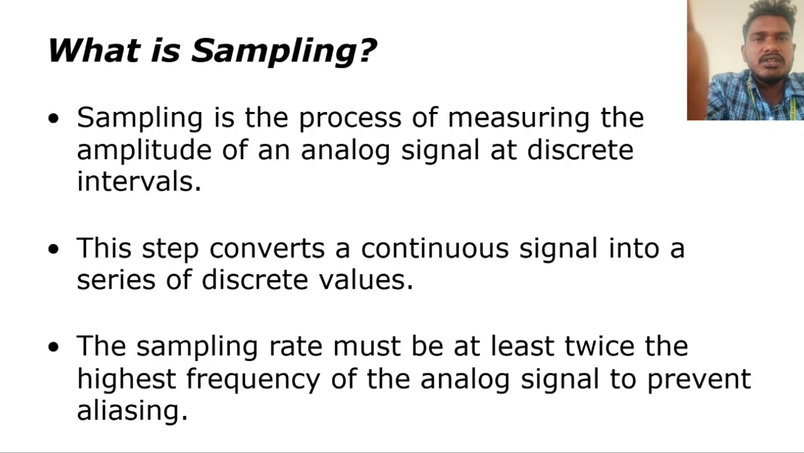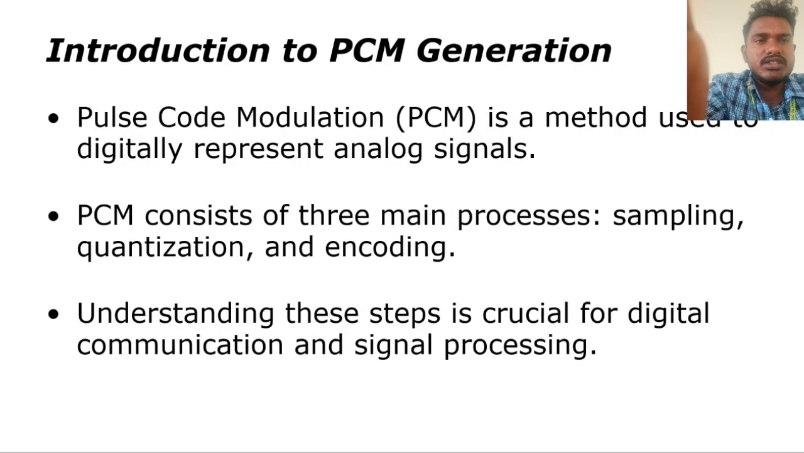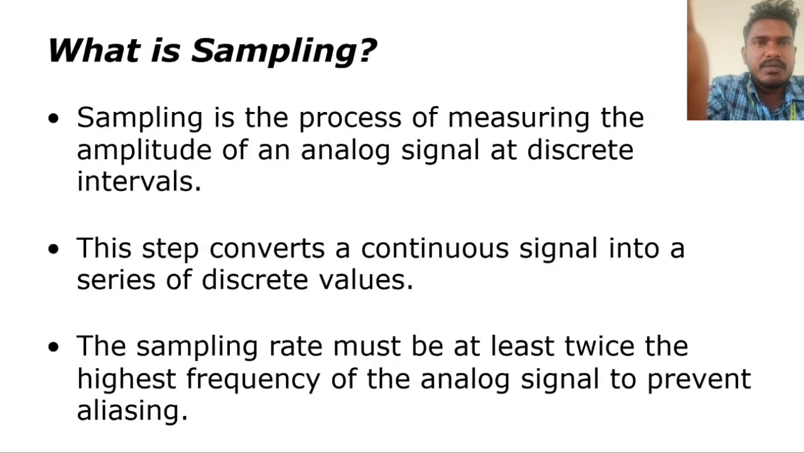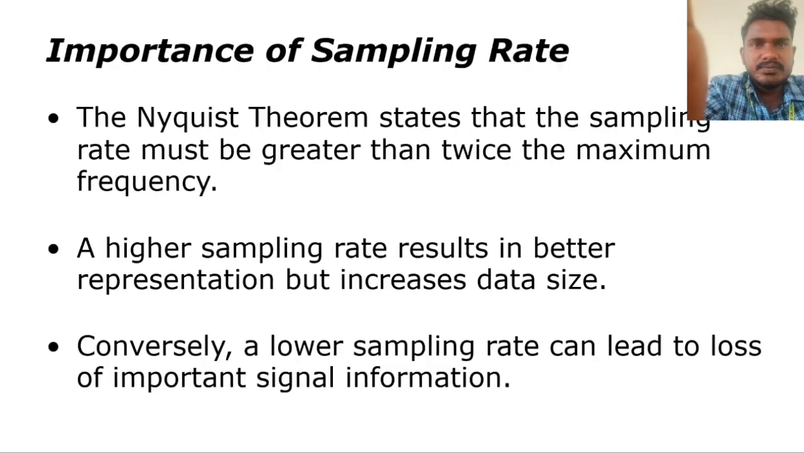What is sampling? As we discussed in the previous slide, PCM consists of three main processes. First one is sampling. Sampling is the process of measuring the amplitude of an analog signal at discrete intervals. This step converts a continuous signal into a series of discrete values. The sampling rate must be at least twice the highest frequency of the analog signal to prevent aliasing.